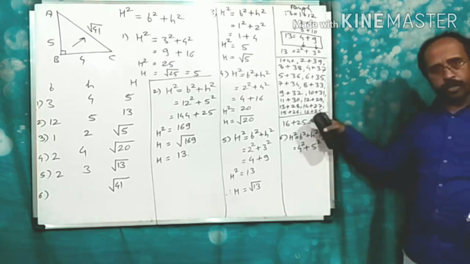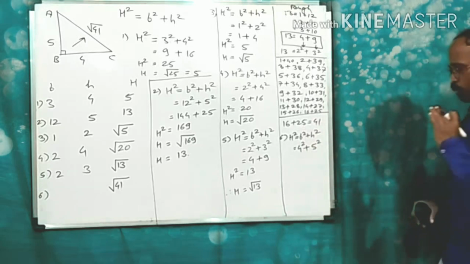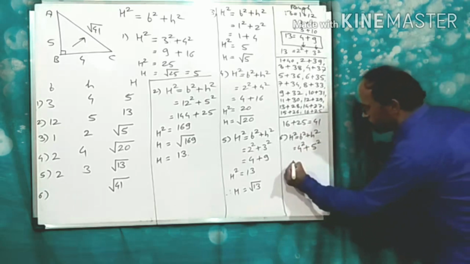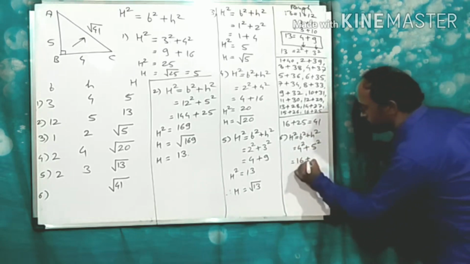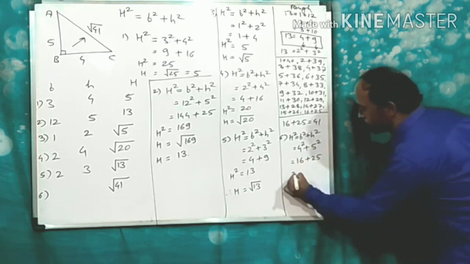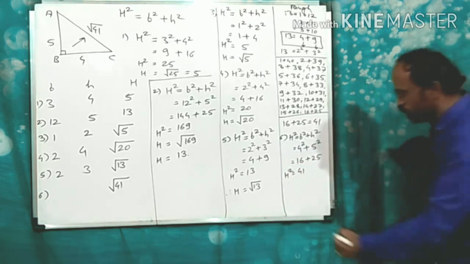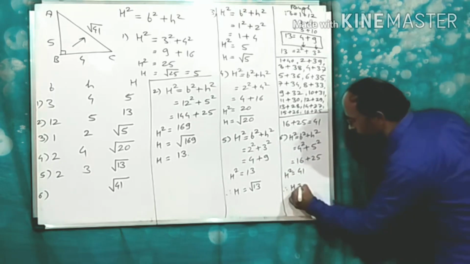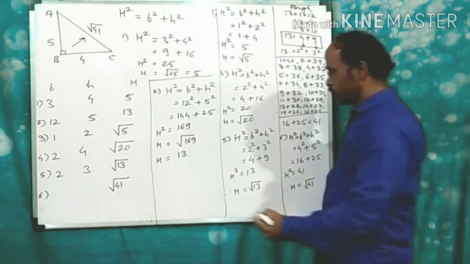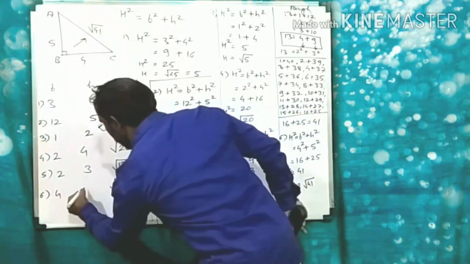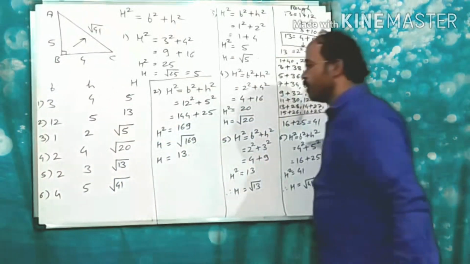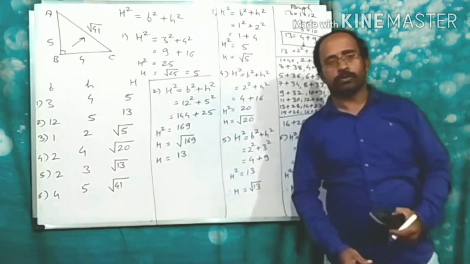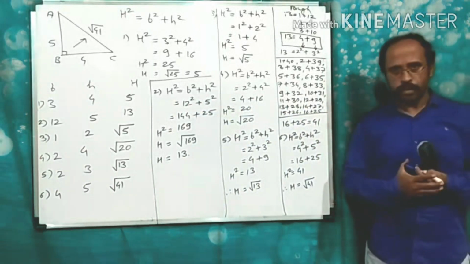Square of height is 25. So height will be 5 because square of 5 is 25. So here it will be 16 plus 25, which is equal to 41. Hypotenuse square is equal to 41. Therefore, hypotenuse is equal to root 41. So if base is equal to 4 and height is equal to 5, hypotenuse will be equal to root 41.